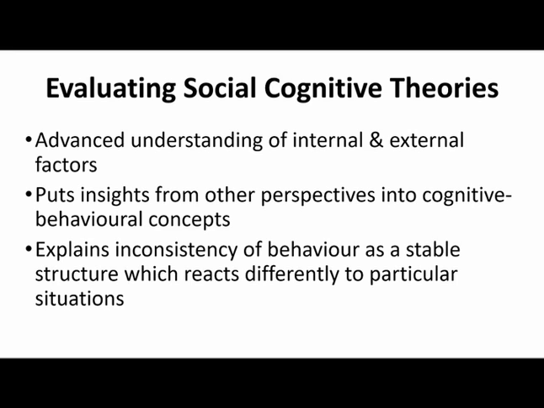And a really cool part is that it's going to start putting some of the insights that we've gained from the other perspectives into these cognitive behavioral concepts. So we're not completely ignoring the things that we've talked about for the other perspectives. We're just putting them into a different framework to explain some of the stuff that maybe wasn't explainable before. So this helps us explain the inconsistencies of behavior, where that instability was leading some people to maybe question the validity of personality, but it helps explain that away. So there are some pretty good aspects of these social cognitive theories that we can start applying.